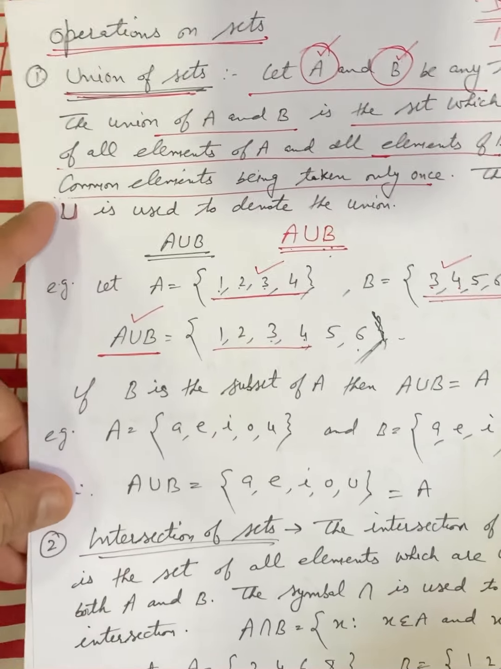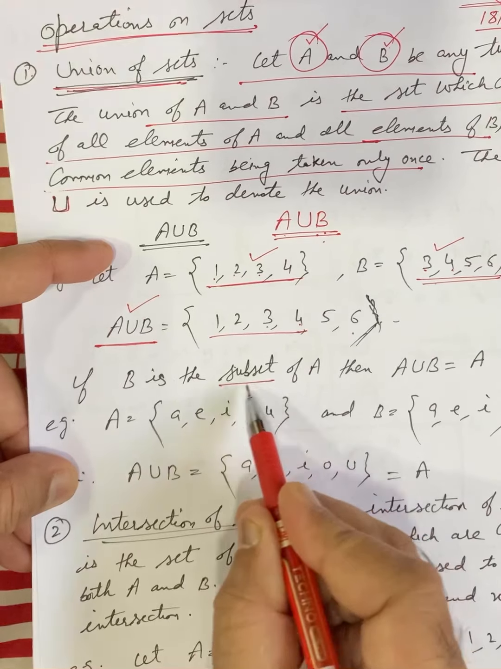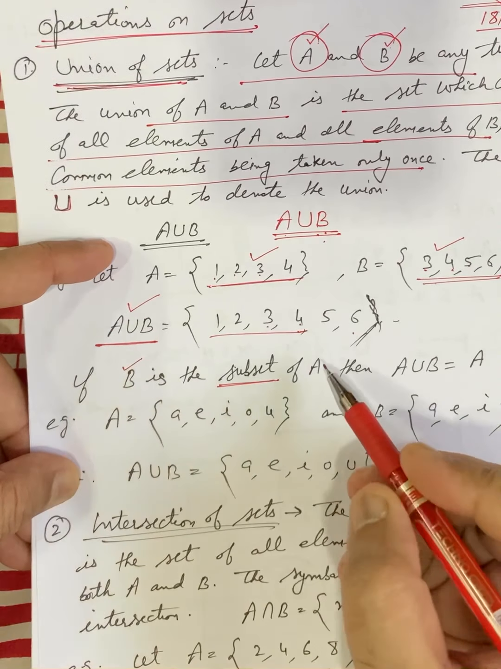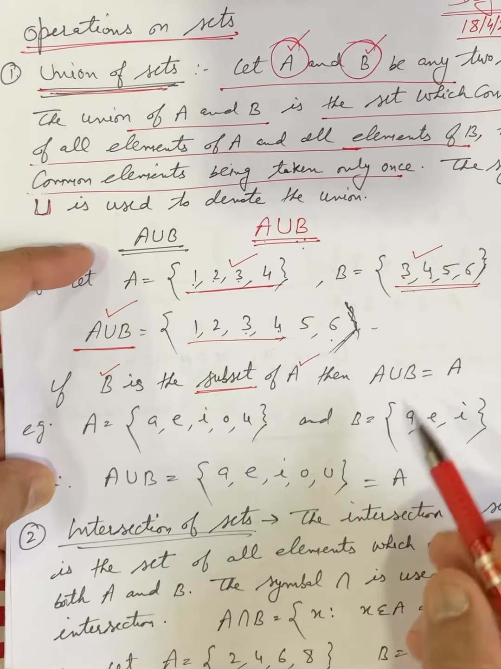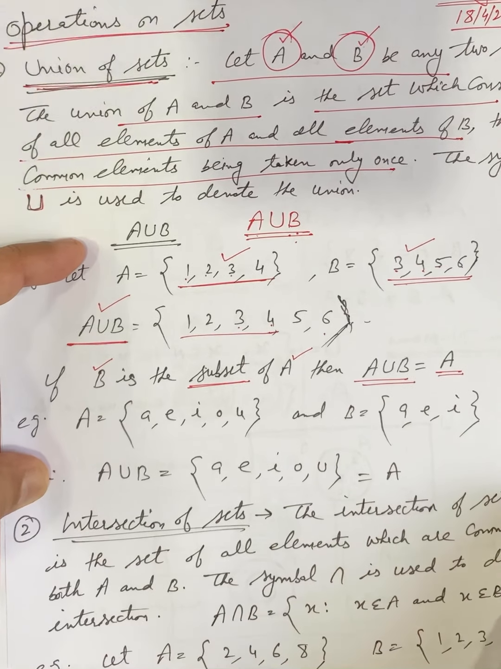If B is a subset of A, yesterday we discussed the subset, that is, all the elements of B are also in set A, then A union B will be the bigger set. A will be the answer.